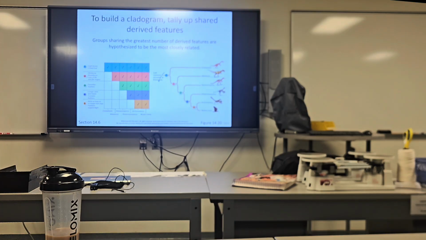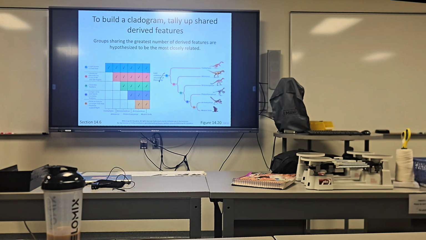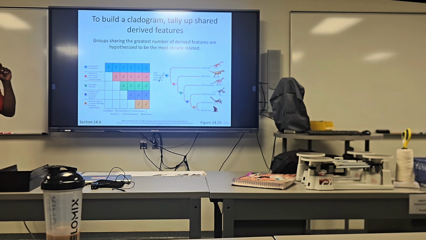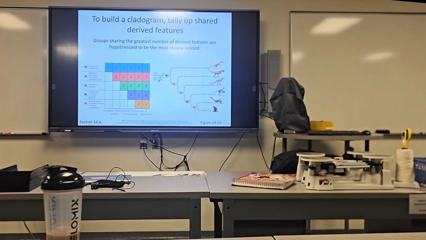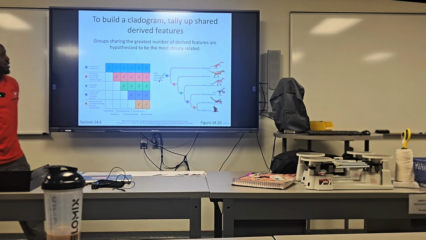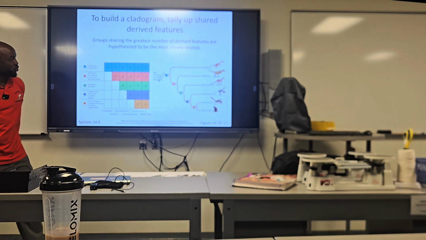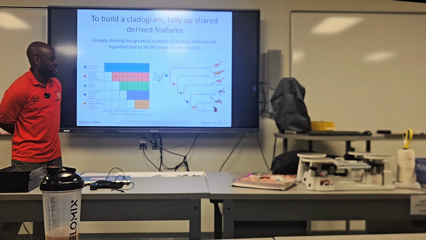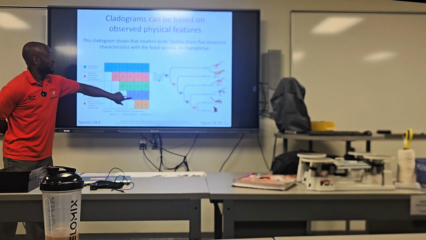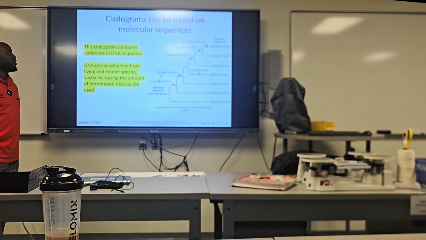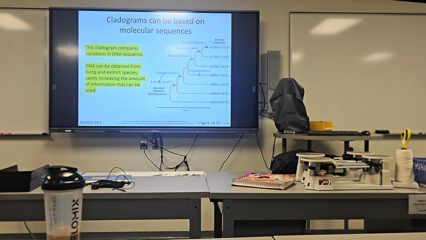To build one of these cladograms, tally up the shared derived features, where they're looking at the phenotypes, but we can also study the genotypes. And they try to hypothesize how closely related different species are. All right. The cladogram compares variations in DNA sequence.